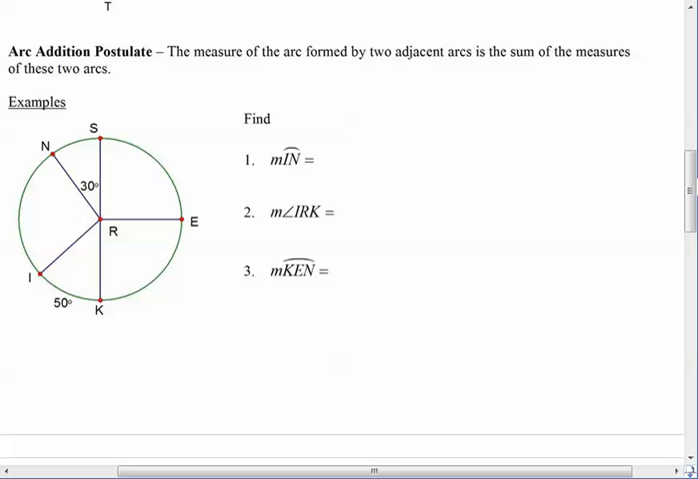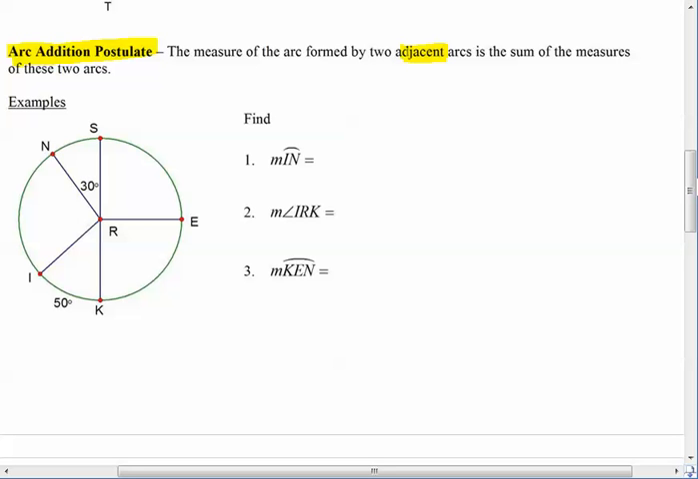So we're going to move on to the arc addition postulate. Now that term should sound somewhat familiar because we've had a segment addition postulate, we had an angle addition postulate, so now we have an arc addition postulate. The measure of the arc formed by two adjacent arcs, adjacent meaning next to one another, is the sum of the measures of these two arcs. No surprise there. So let's use the idea of the arc addition postulate to figure out this missing information.